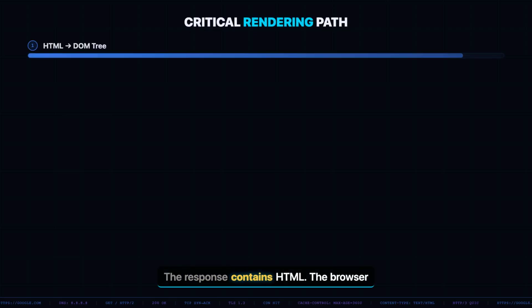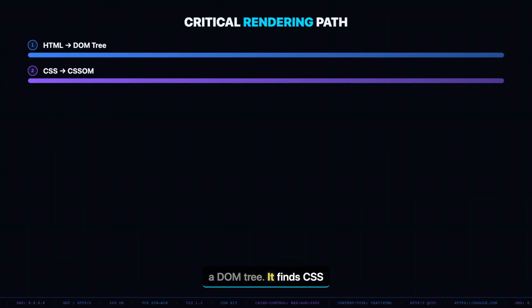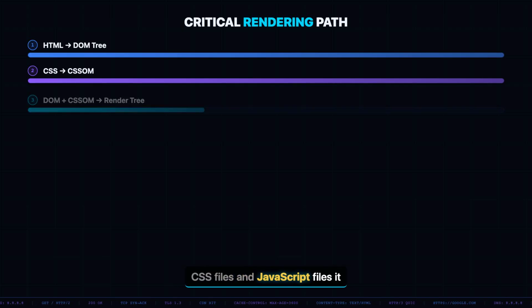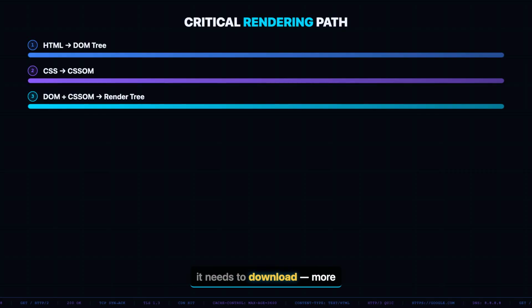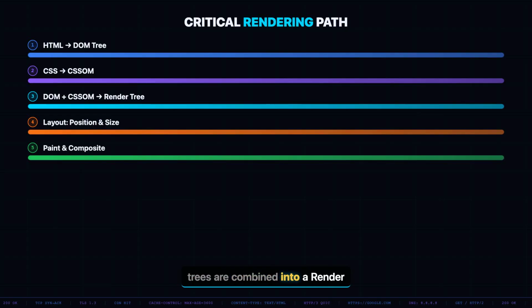The response contains HTML. The browser parses it into a DOM tree. It finds CSS files and JavaScript files it needs to download. More requests. CSS gets parsed into a CSSOM. The 2 trees are combined into a render tree. Then layout. Where does each element go? Then paint. What does it look like? Then composite. Layer everything together and put it on screen. This whole process is called the critical rendering path.